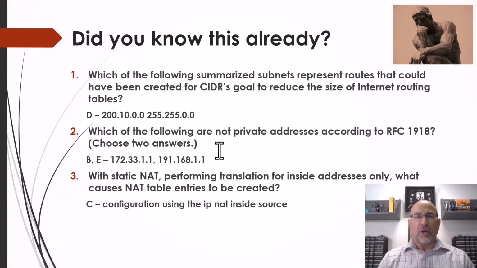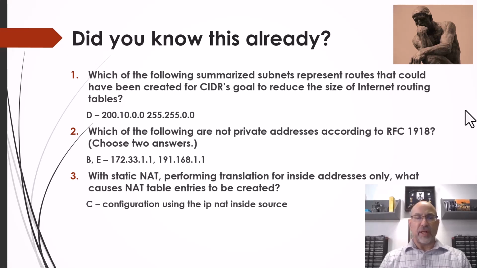Questions. Which of the following summarized subnets represents routes that could have been created for CIDR's goal to reduce the size of the internet routing tables? Well, there was just one answer there. That was the 210.0.0 network. And the reason for that is because this is a mask that aggregates. The other ones did not have a mask that aggregated.